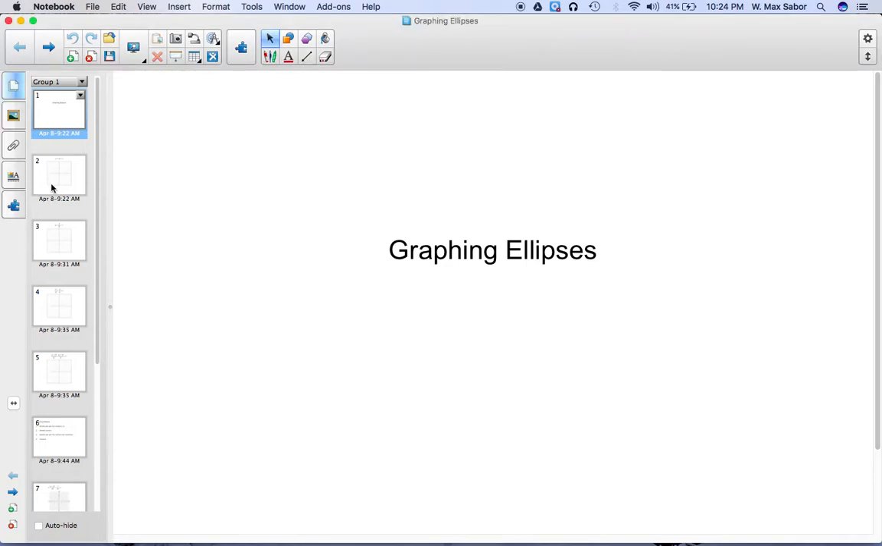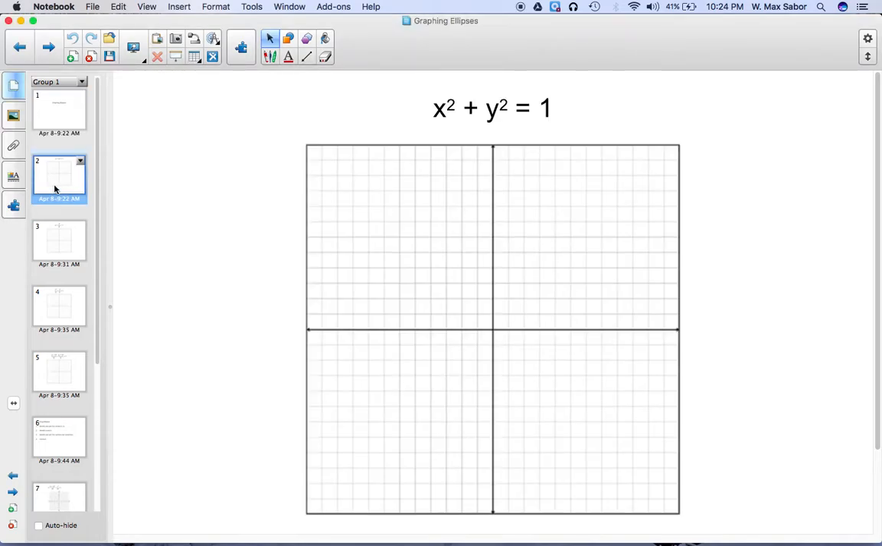How do we graph ellipses from their equations? Well, here's the simplest ellipse, and actually it's just a circle. We have a radius of 1 and centered at 0. So this is what happens.